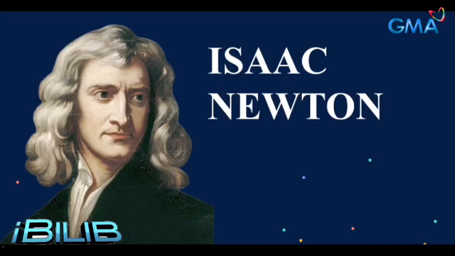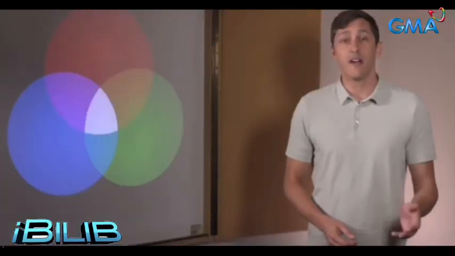So now we know that white isn't a color at all. It is the presence of all the colors of visible light. He also understood that what we see as black is the absence of light. Let's explore more about color in our everyday world.